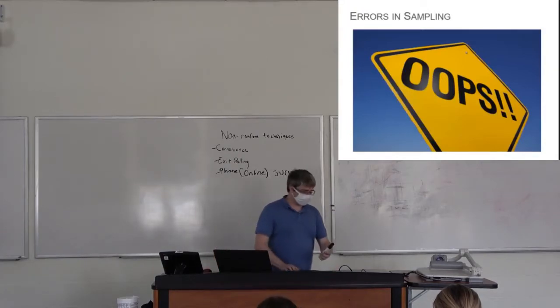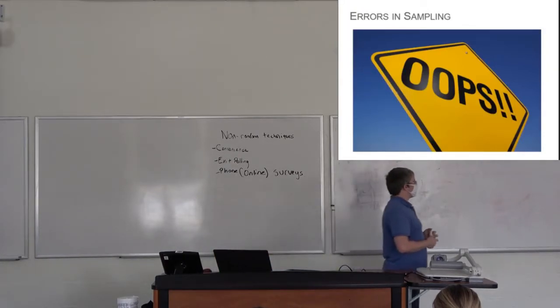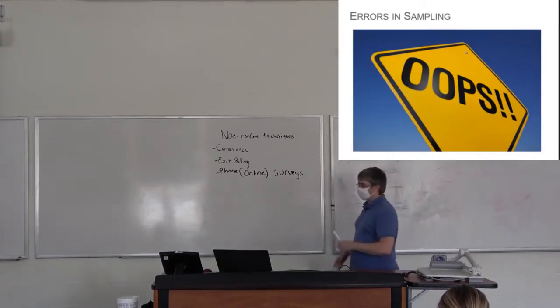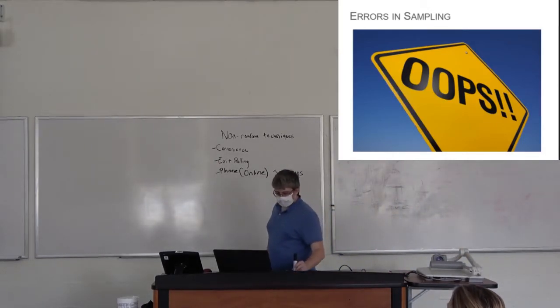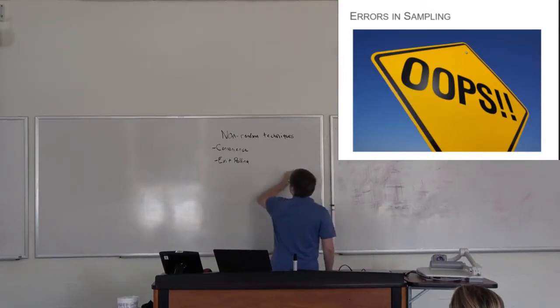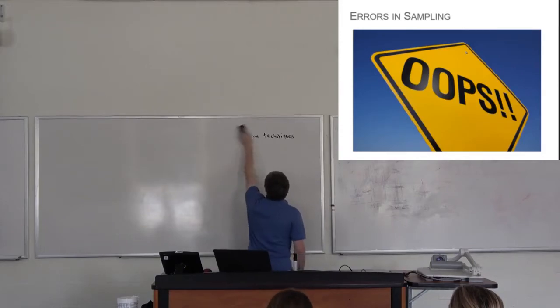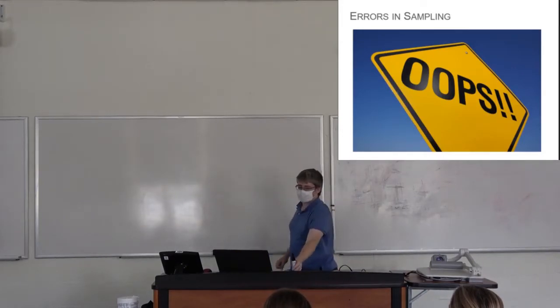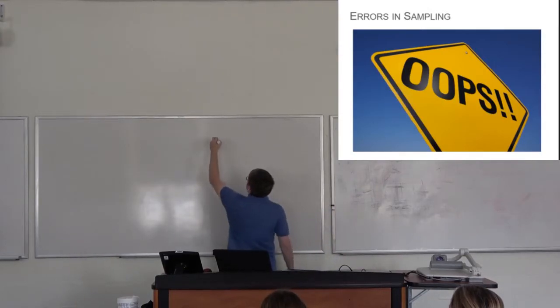So, errors in sampling. There's quite a few errors that can pop up whenever you're doing different sampling techniques. We've talked about them a little bit, like biases and things like that. But I'd like to write down some general types of errors that can pop up. And so one type can be sampling error.